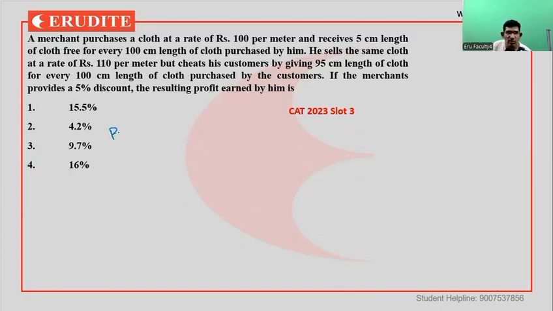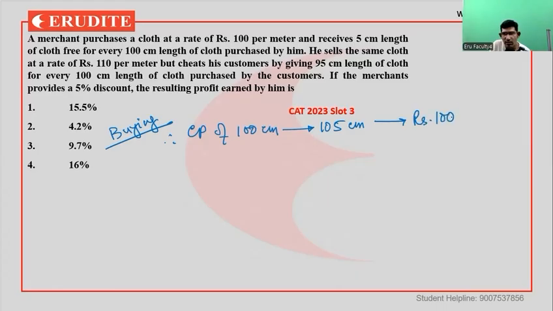First, you think step by step. While buying, what is he doing? Let's take he is buying at rupees 100 for 100 meter, that means cost price of 100 centimeter. But when he buys 100 centimeter, he is taking 105 centimeter basically. And the cost price is basically rupees 100. So effectively, he is buying 105 centimeter of cloth for rupees 100. That's what it says.